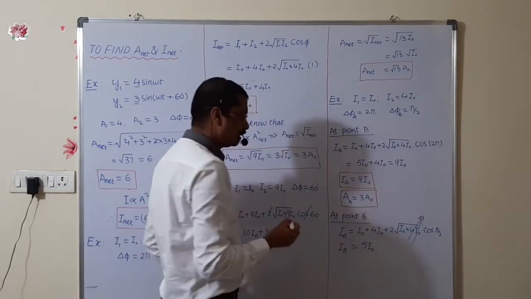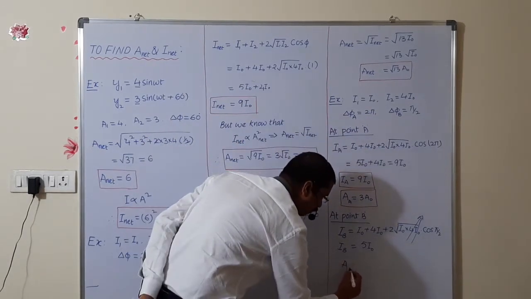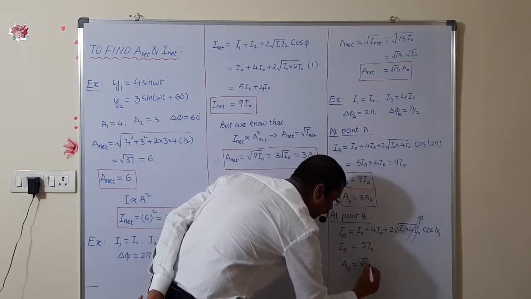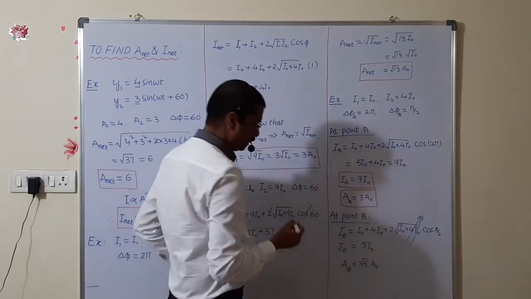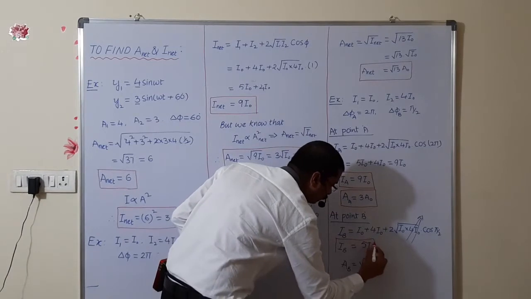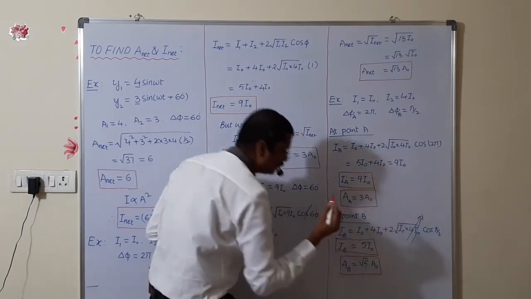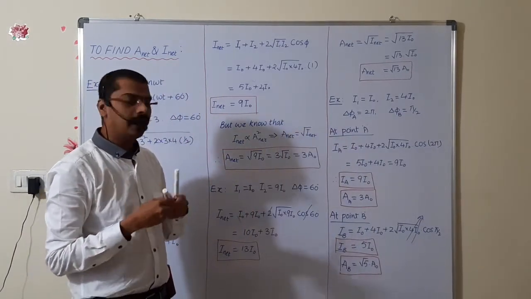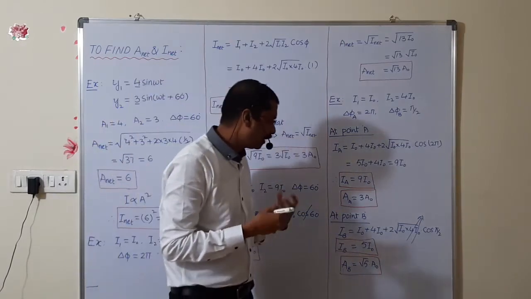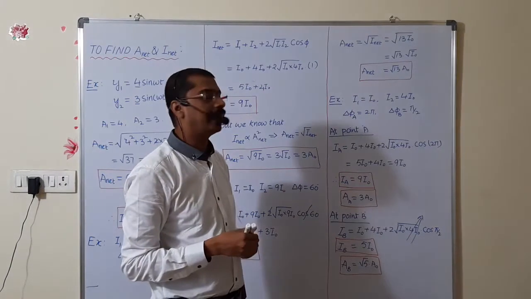Intensity at point B is 5 I naught. Similarly, amplitude at point B we can write as root 5 into A naught. The intensity at point B is 5 I naught, and the amplitude at point B is root 5 A naught. Now we have to take the ratio of intensities, or otherwise, if you want, we can find the difference also.